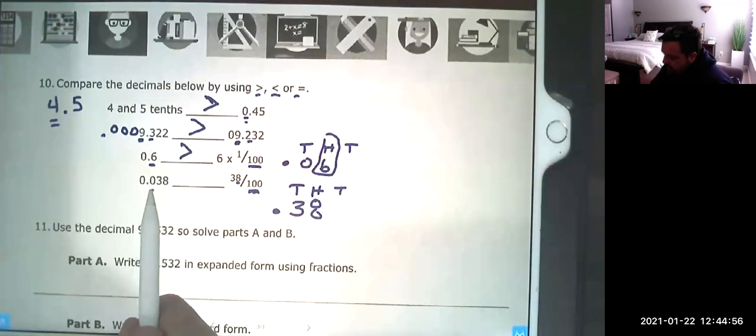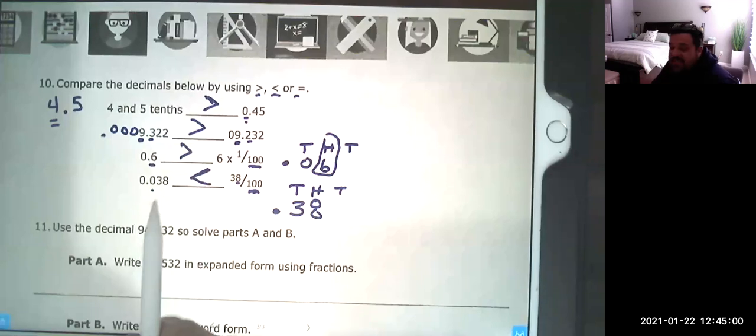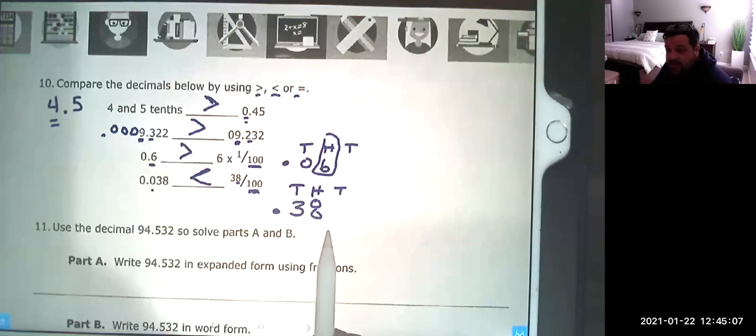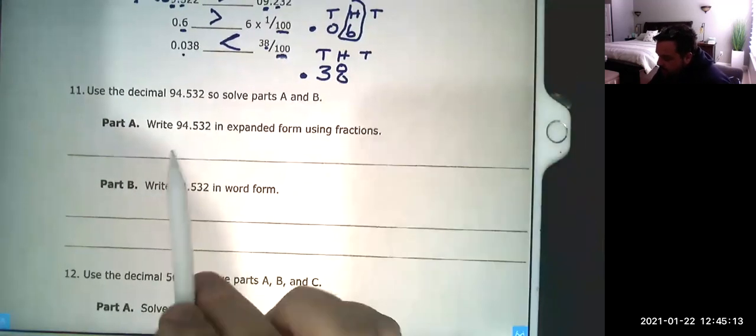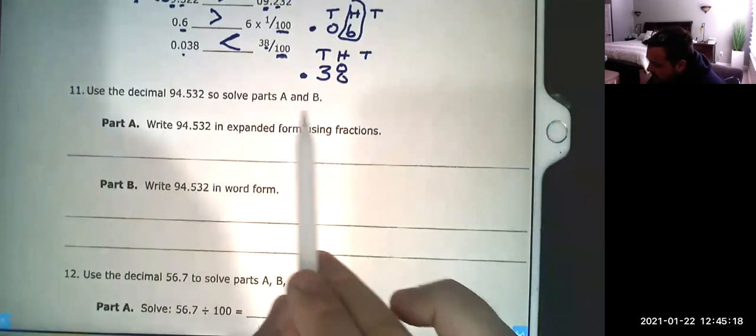So 0.038 and 0.38, it would go the other direction. 0.038 or 38 thousandths would be less than 38 hundredths, right? Remember, that last big number that's in there is how you say it. All right. Number 11, use the decimal 94.532 to solve parts A and B.